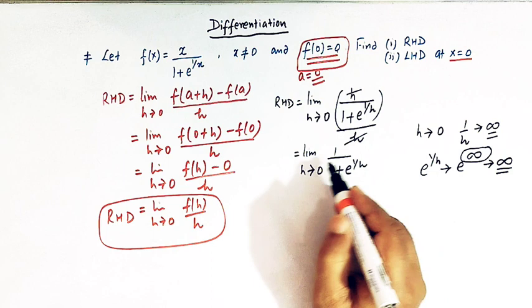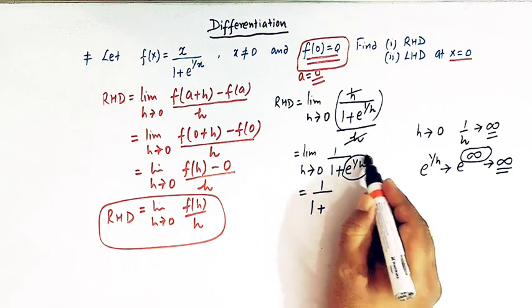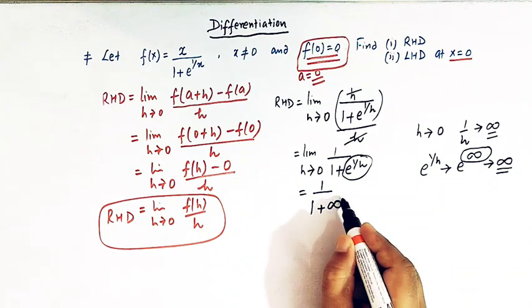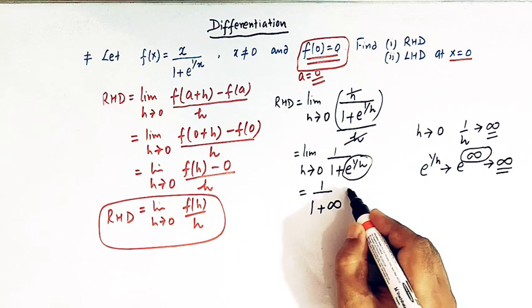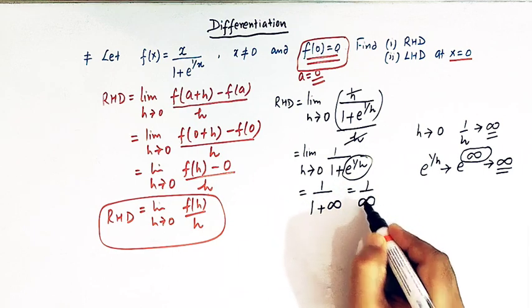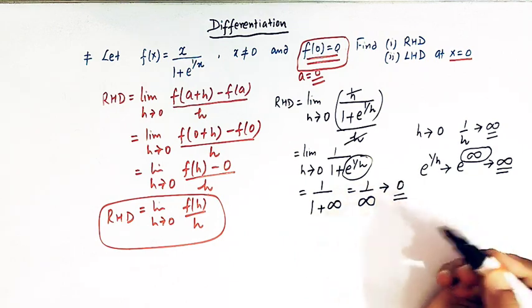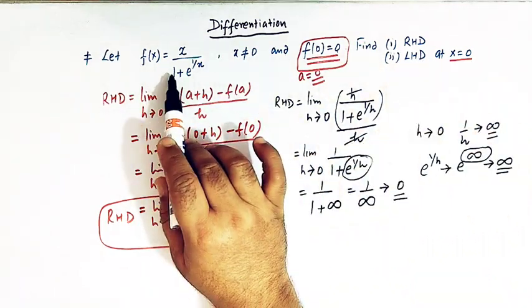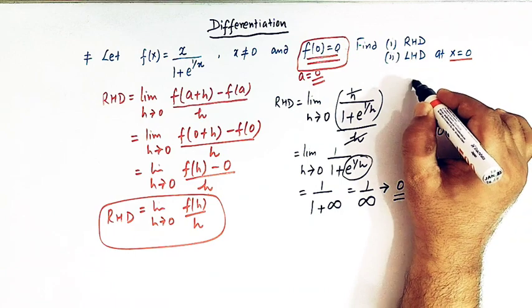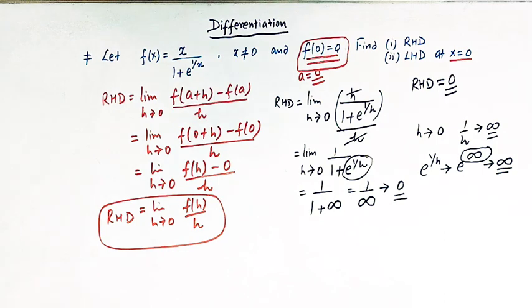So now this limit is equal to 1 over 1 plus this quantity replaced by infinity, a big number. When a big number is added to 1, it always yields another big number, and 1 over infinity tends to 0. So the right hand derivative of this function at x equal to 0 is equal to 0. Now let us find out the left hand derivative.